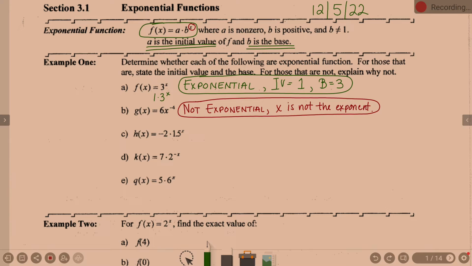Look at that. Exponential. Teamwork. I think we all agreed eventually that this is exponential. Initial value is negative 2. It is the value multiplied by the exponential term, so negative 2. That initial value can be anything except 0.